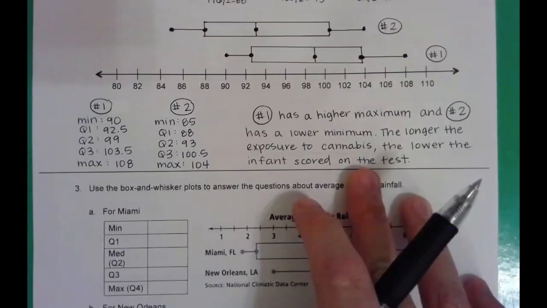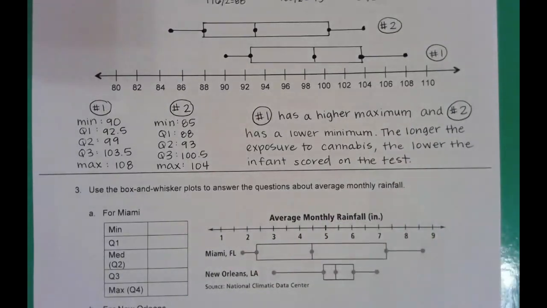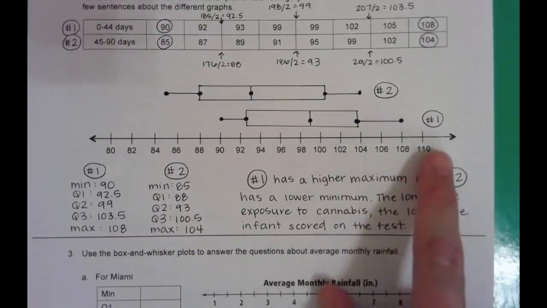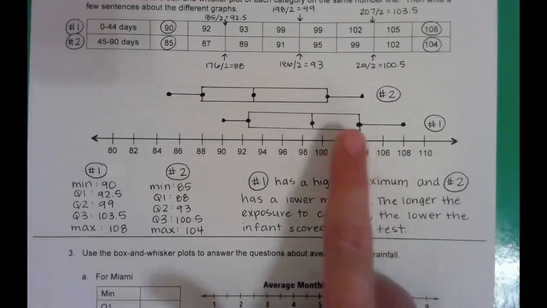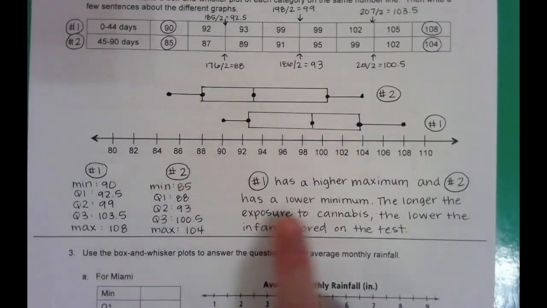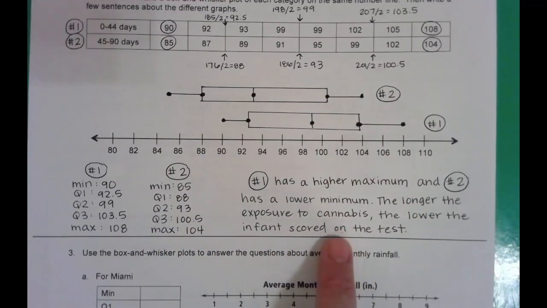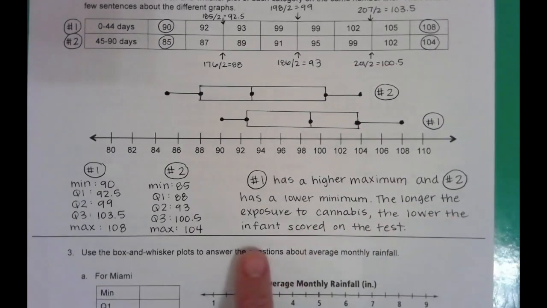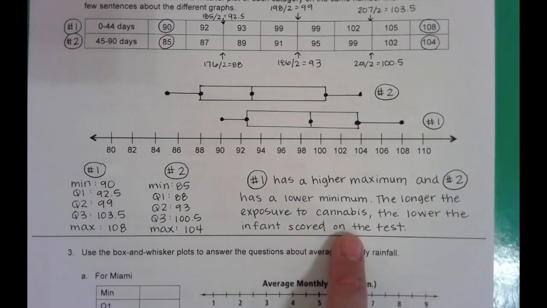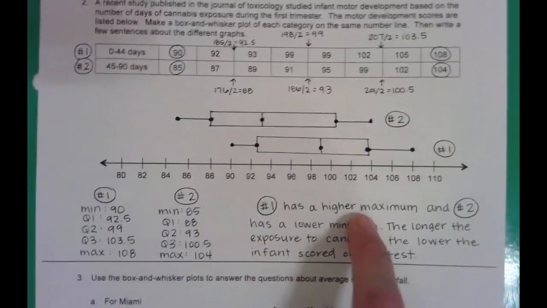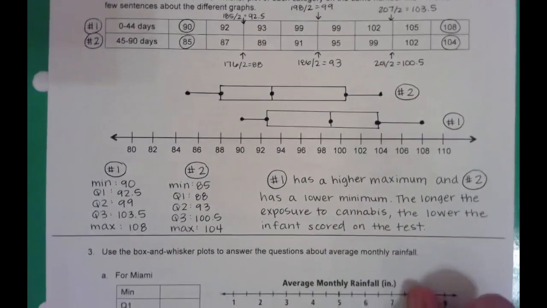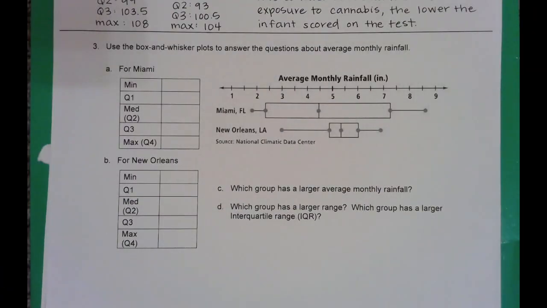This problem asked us to write a couple of sentences about what the box and whisker plot shows us. And so for this one, I went ahead and analyzed the question, and I said the first situation has a higher maximum, and then the second situation has a lower minimum. And so to analyze that, I said that means that the longer that the infant was exposed, the lower the infant scored on the test. So you can use a box and whisker plot to help you see and understand the distribution for how a set of data is constructed.